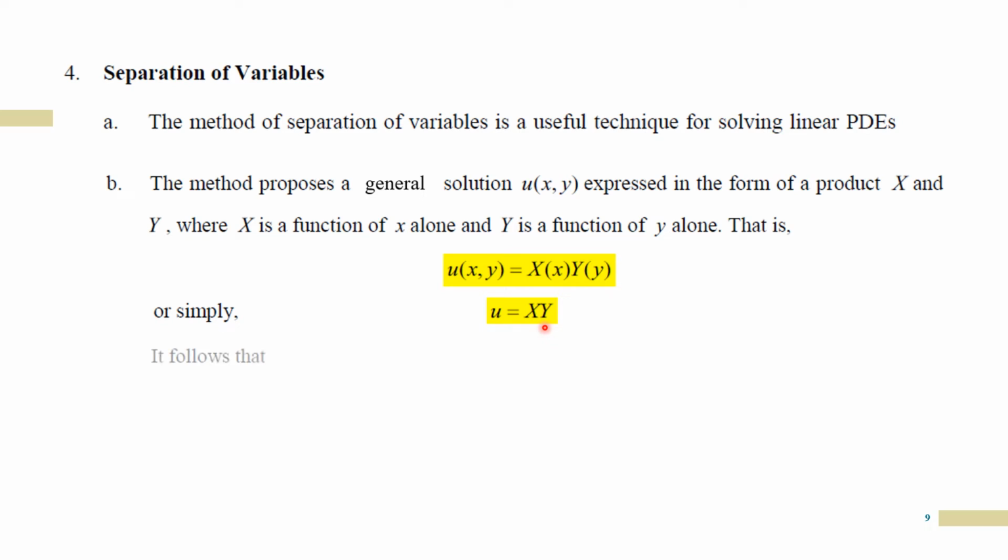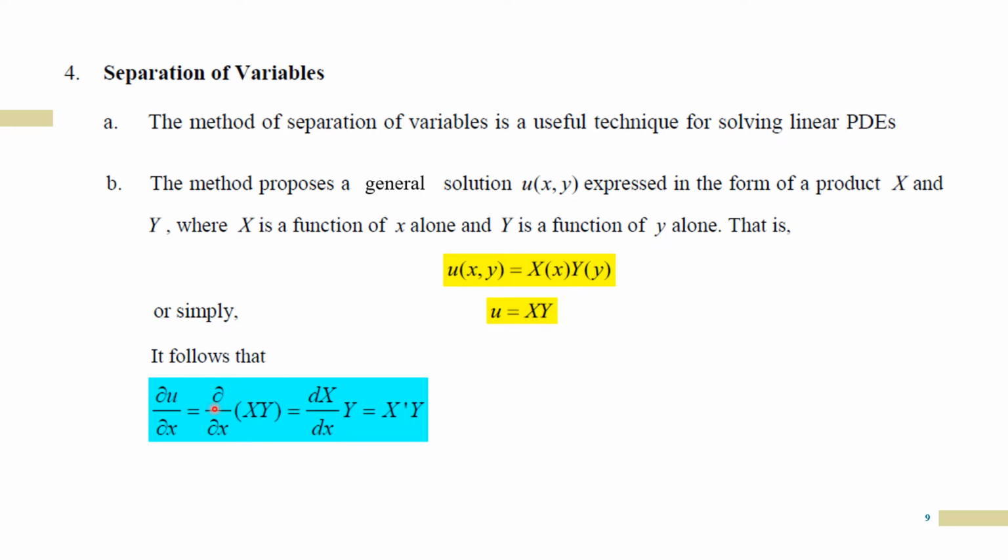It follows that if we want to evaluate the partial derivative of u with respect to x, we can rewrite it in another form. U is given by X times Y, so let us replace this u by XY. So ∂u/∂x becomes ∂(XY)/∂x. Now X is a function of x alone and Y is a function of y alone. When we evaluate this derivative with respect to x, it means that Y is considered as a constant. Okay, so we are actually going to differentiate only X with respect to x.